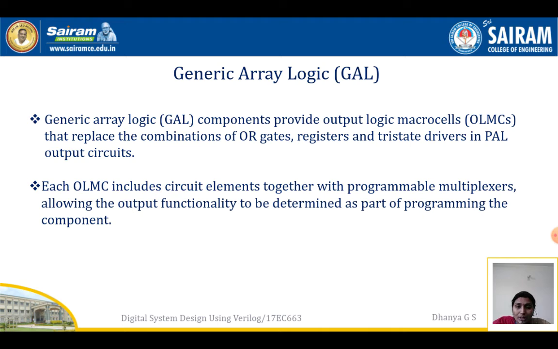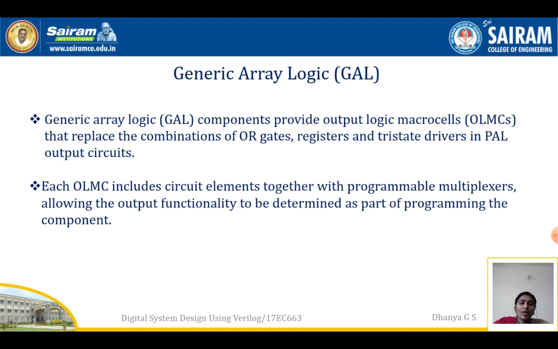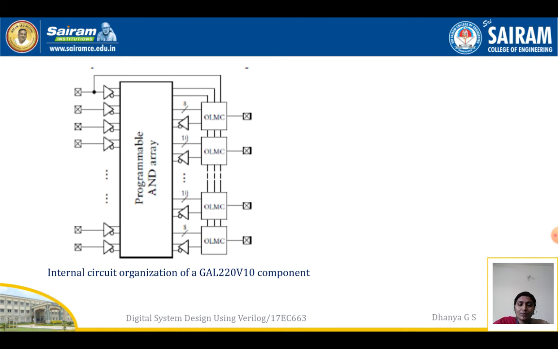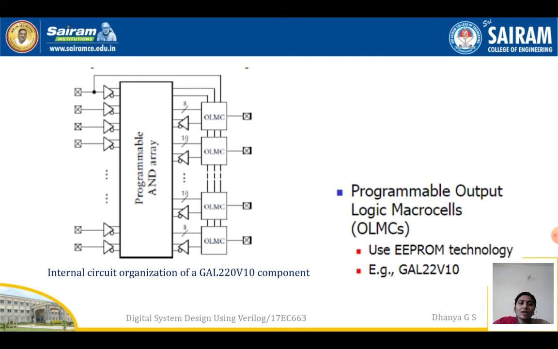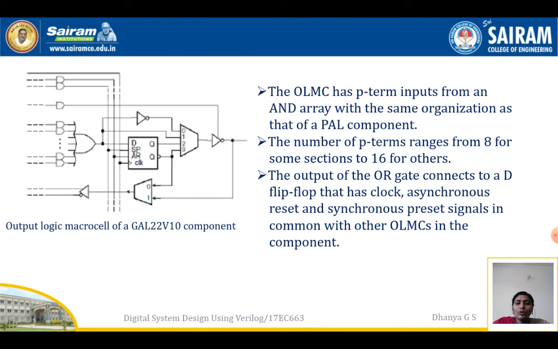Each OLMC includes circuit elements together with programmable multiplexers, allowing the output functionality to be determined as a part of programming the component. You can see here I have shown you the internal circuit of a GAL, and we are removing components like OR gates, registers, tri-state buffers, and replacing them with OLMC. You can see here we have replaced it with OLMC. It uses EEPROM technology, and the example which I have taken is GAL22V10. This is the output logic macro cell of the corresponding GAL.